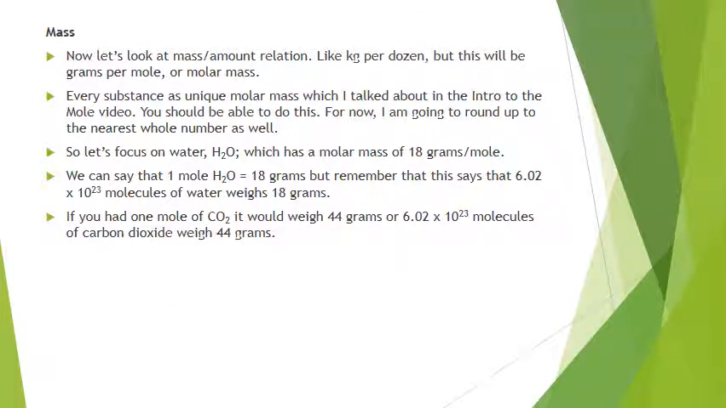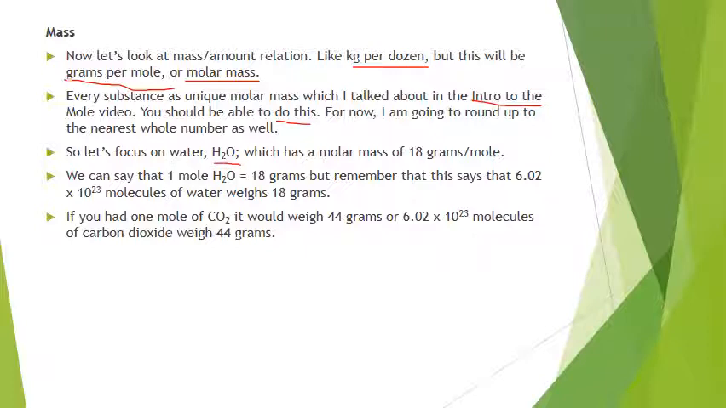All right, now we're going to go to mass. So this is an indirect relationship between mass and amount, like kilograms to dozen. But we're going to be using grams per mole, or what is known as molar mass. So each substance has its own unique molar mass, which I talked about in the first video about moles. And you should be able to figure the molar mass out for a substance. We went over that. And I'm going to use rounded numbers just to make the math simple.